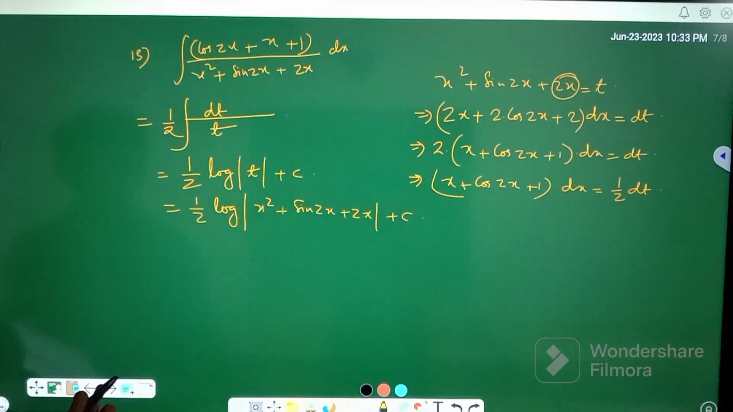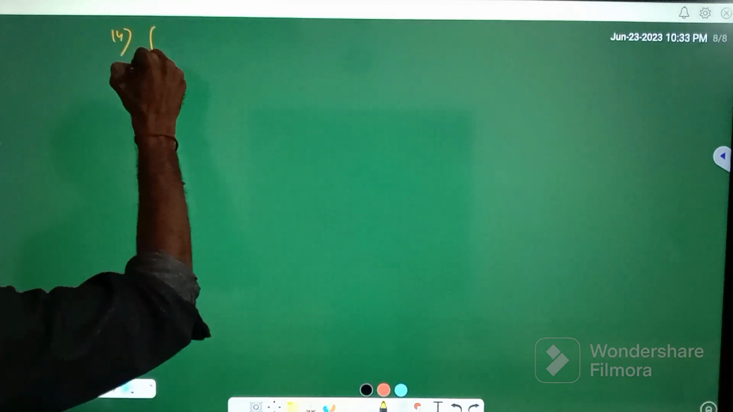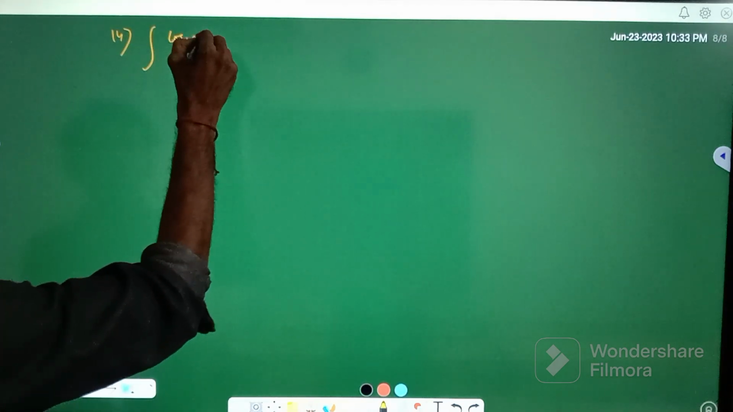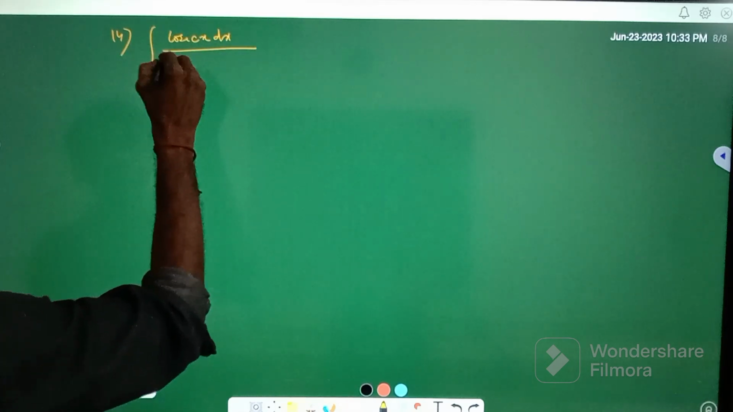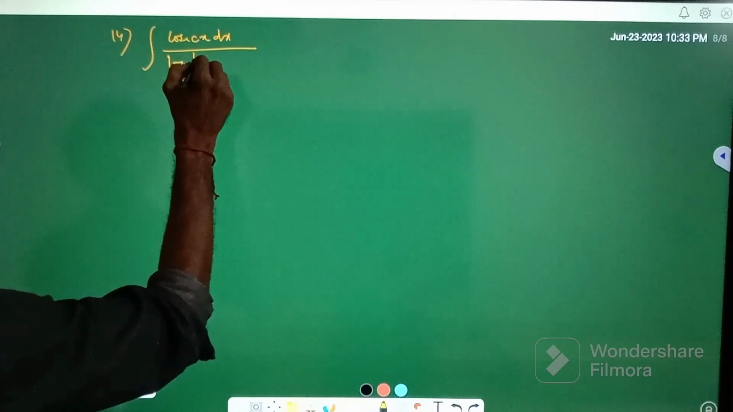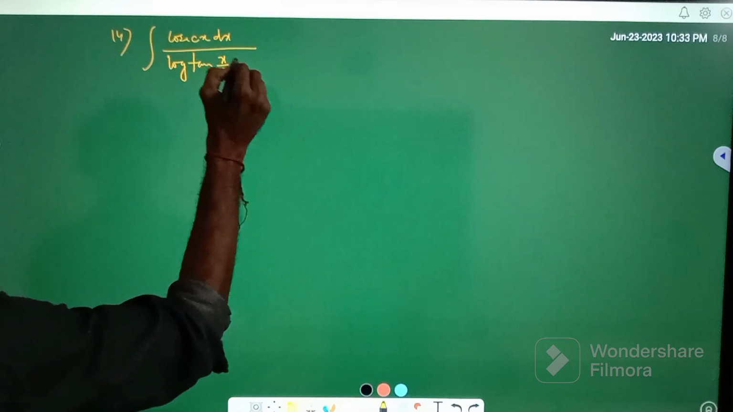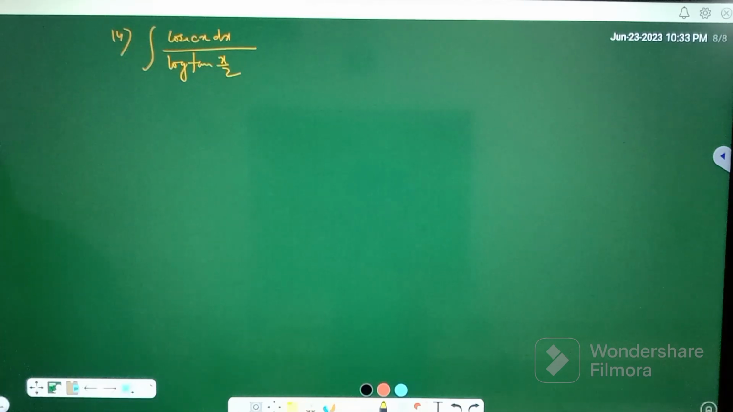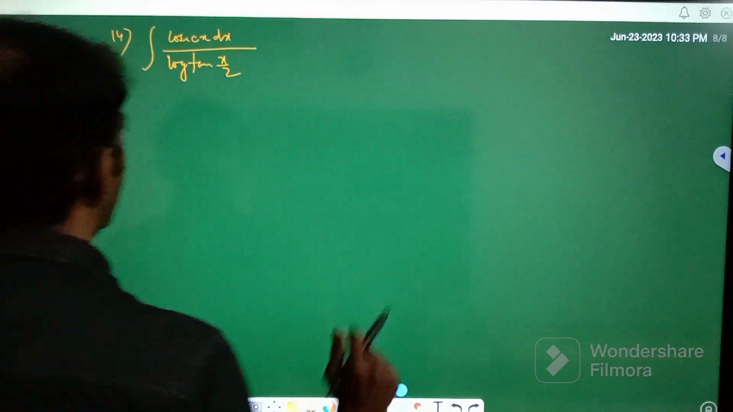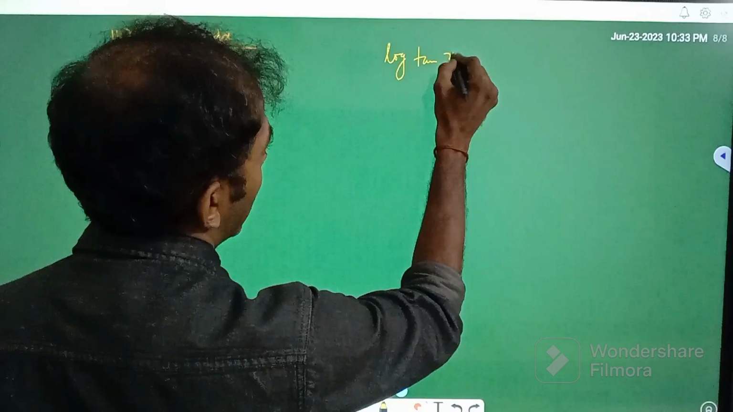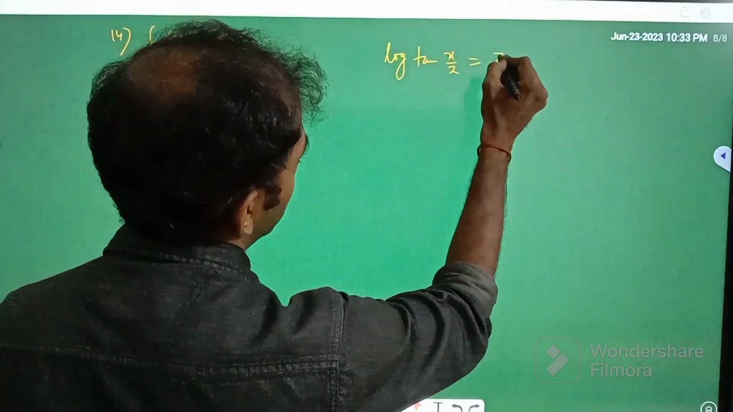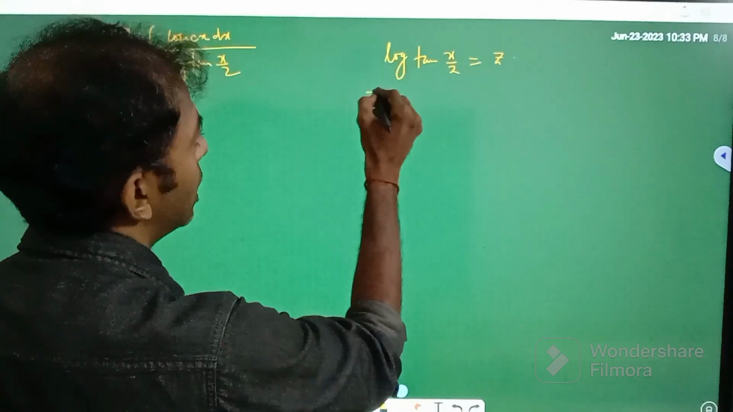The next pattern is our 14th problem. The 14th problem is something like this: integration of cosec x dx divided by log tan x by 2. Log tan x by 2, that's our problem. So you need to consider log tan x by 2 as z here, z or t, whatever it may be.